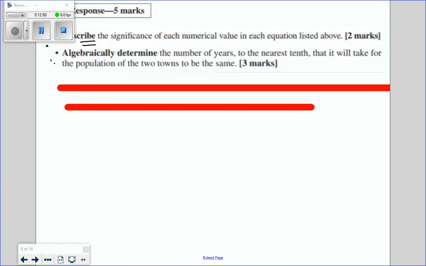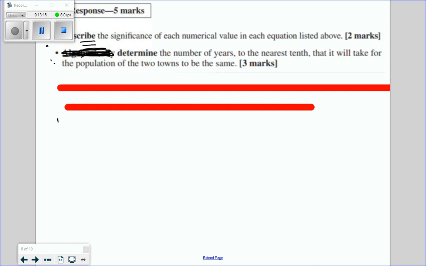What makes this question Math 30-1 is the word algebraically. I'm just going to cross that out, and we're going to do this as a determine. So we're not going to do it as a 30-1 question. We're going to do it as a 30-2 question. Okay? So it says, determine the number of years to the nearest tenth that it will take for the population of the two towns to be the same.